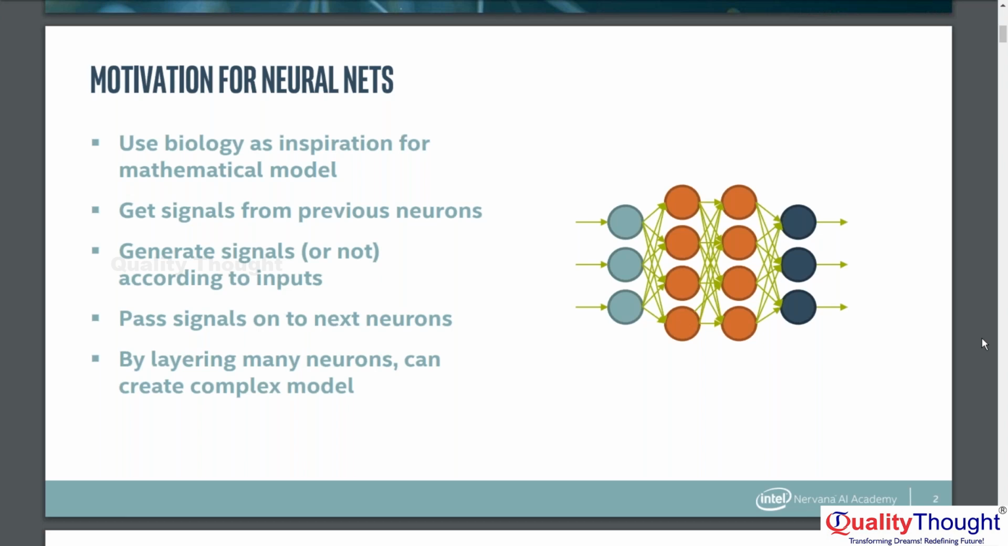understand or classify the image. Okay, image processing. So how are these neural nets going to help us do the image processing? Let us understand.